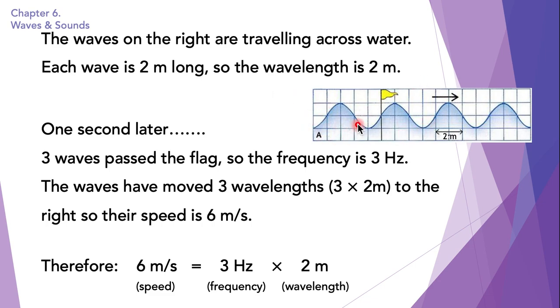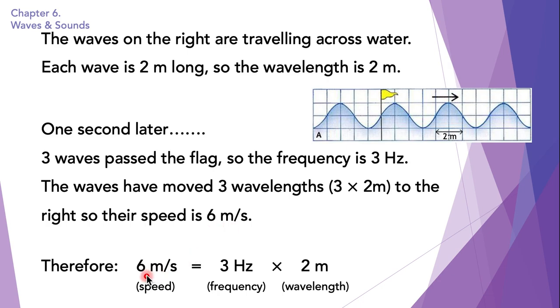1 second later, 3 waves have passed this flag. So the frequency is 3 hertz. So the waves are 3. There are 3 waves that have been passed from this flag in 1 second. So frequency is equal to waves per second, and we get 3 hertz. So the waves have moved 3 wavelengths. So if we multiply 3 by 2 meters, 3 is the number of waves and 2 meters is the wavelength of a single wave, we get their speed, 6 meters per second.